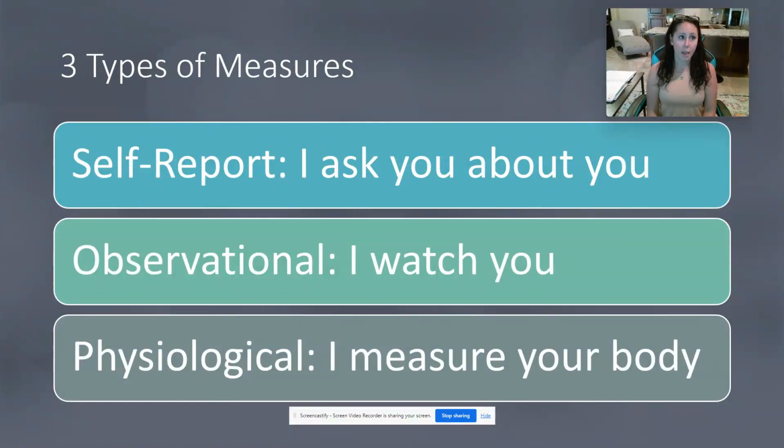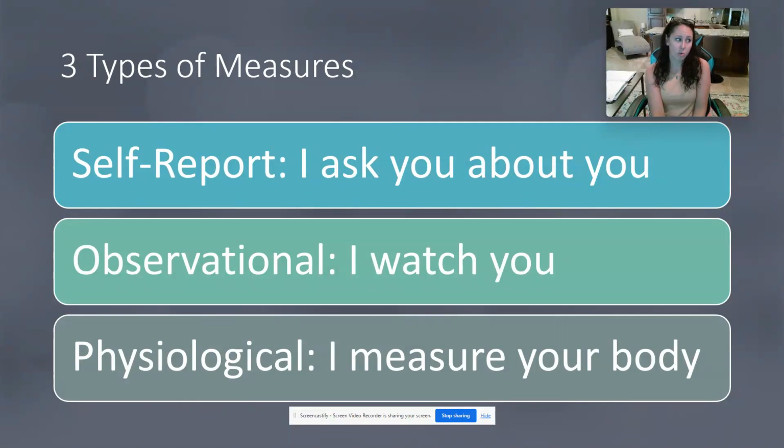Observational is maybe I'm a fan of Ekman's research, which I am, who says that there are universal displays of human emotion, and one of those is enjoyment or happiness. So maybe I decide I'm going to watch you for a day. I'm going to follow you around, and I'm going to record that day how many visible indicators you had of enjoyment with your body language, facial expressions, things of that nature.